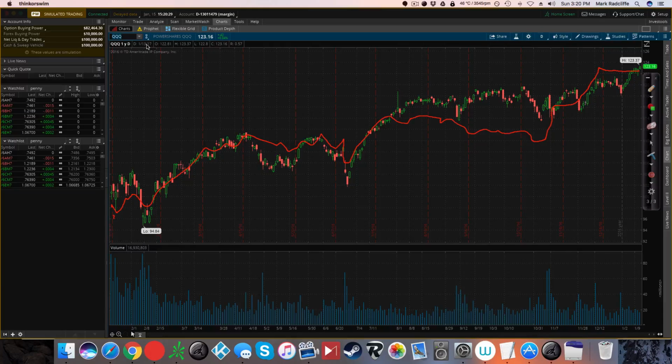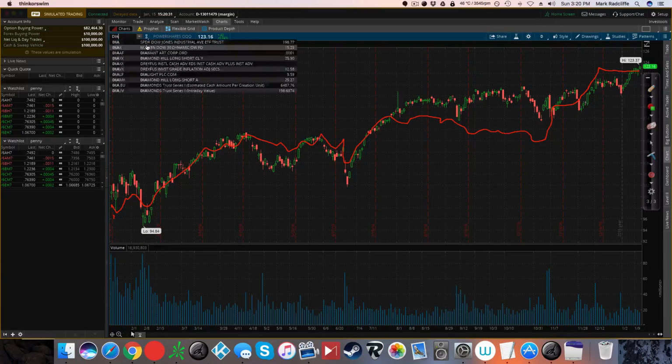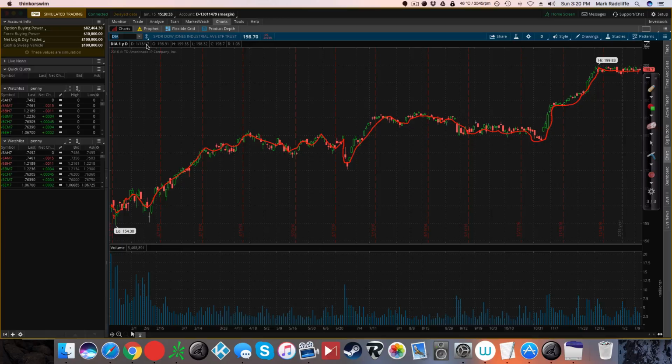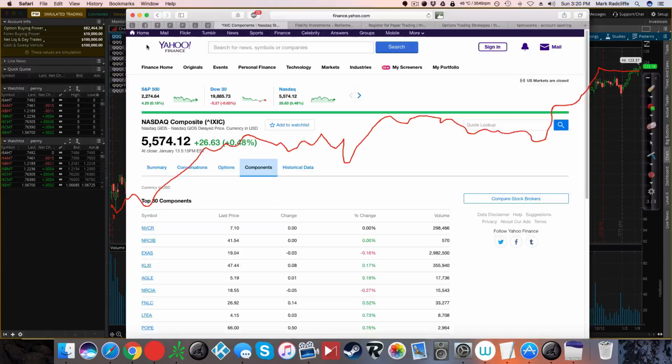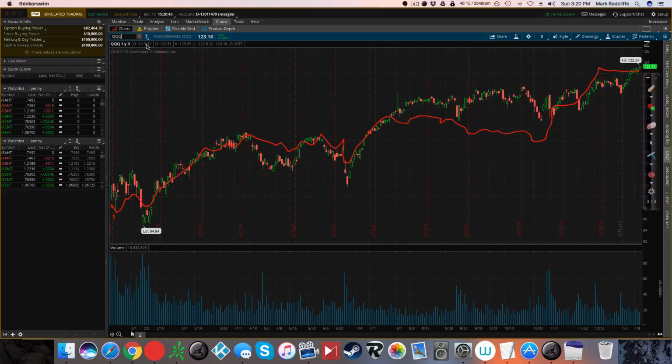QQQ. So what I meant to say on the Dow there was that the DIA is often referred to as the diamonds. So you've got the spiders, the diamonds, and then QQQ is the NASDAQ. You'll just refer to it as the Qs, okay? And you see, again, slightly different, but it's the same kind of general feel to it, right?